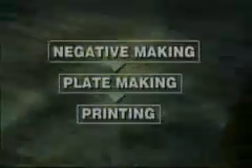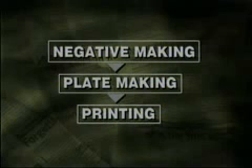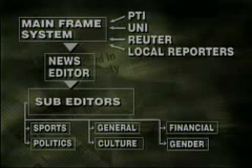The last three steps are negative filmmaking, from where it goes to the plate making stage, to the final printing stage. Now, to recapitulate, all news is gathered and received at the main system in the communication room from various news agencies and from reporters. These go to the news editor, who sifts the news and sends to the sub-editors according to their subjects: sports, politics, general, culture, financial, gender, and others.